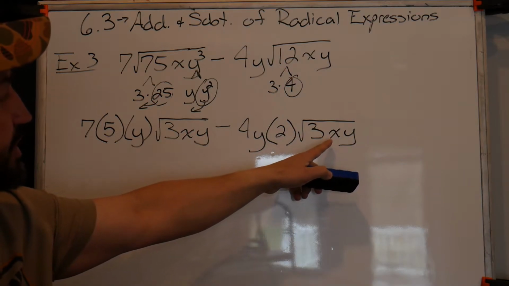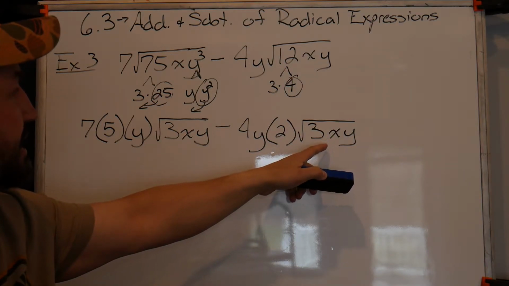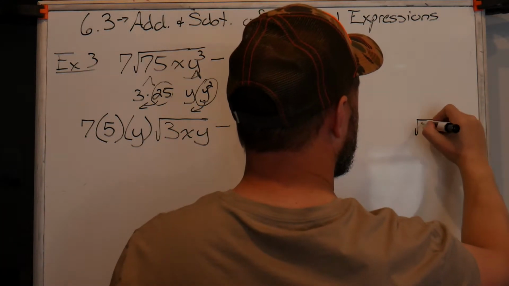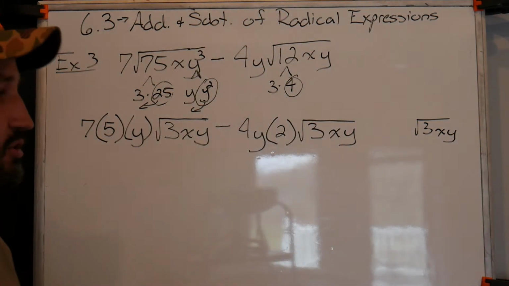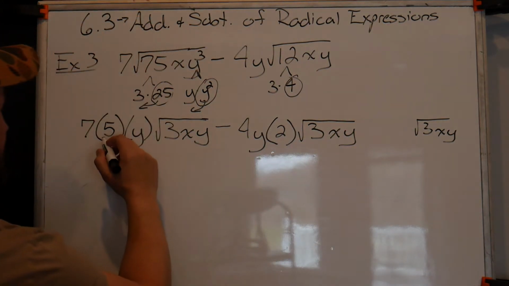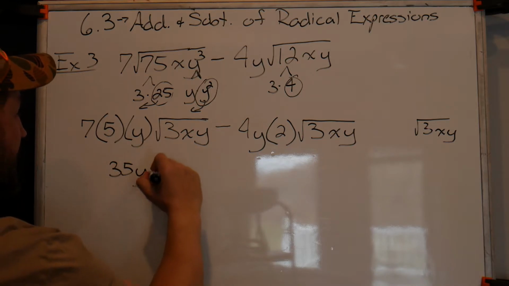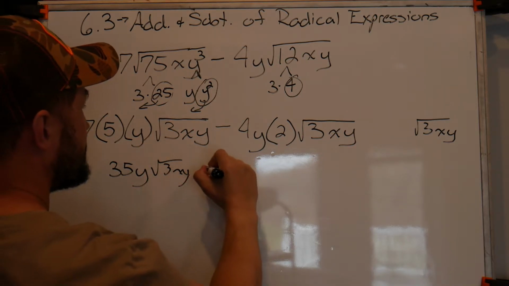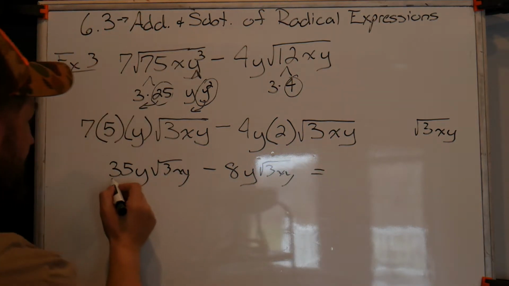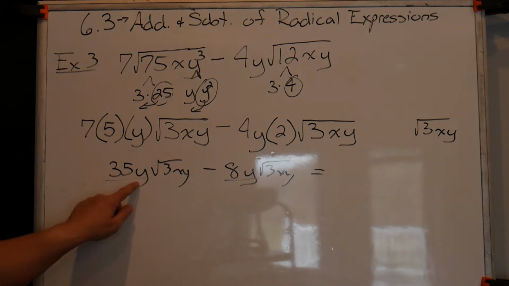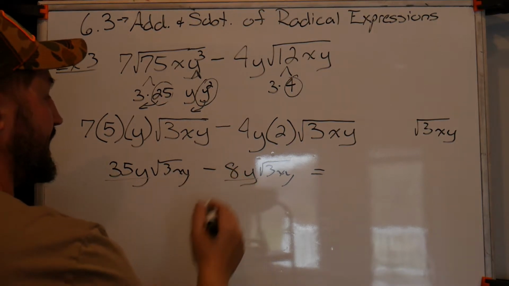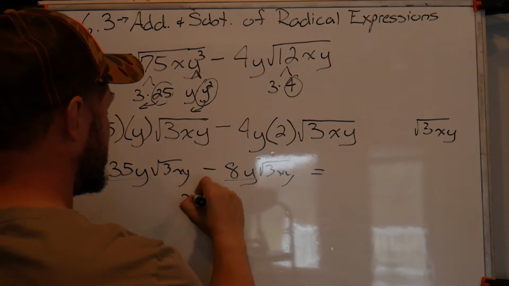It looks nasty, but the key is find something that's the same. I did. 3xy, 3xy. I know my answer is going to be times square root of 3xy. I just need to figure out what all the stuff is in front. So I have 35y times square root of 3xy minus 4 times 2 is 8. So 8y times square root of 3xy, and I have terms of y, terms of y, so 35 minus 8 y's.